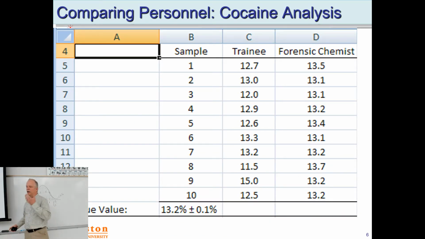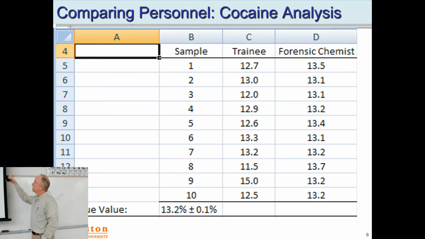So let's look at the personnel analysis. Let's take our trainee and our forensic chemist, and let's give them both a check sample of 13.2% cocaine plus or minus 0.1. So that's how well we know our standard, to 1/10%. And so each one of them gets 10 samples to analyze, and they all 10, we assume, contain that standard value of 13.2, and they analyze them. And these are their results. So you can see the trainee and the forensic chemist are all pretty close to 13.2.